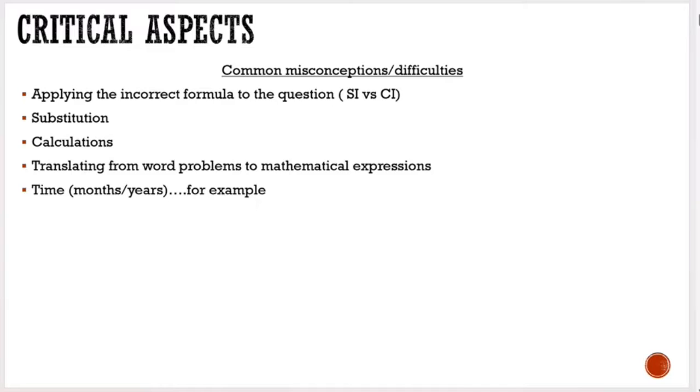So other things that have been identified in research and that we are aware of is choosing the correct formula. So you need to make sure that you are using the correct formula. Another thing that can be problematic is substitution.